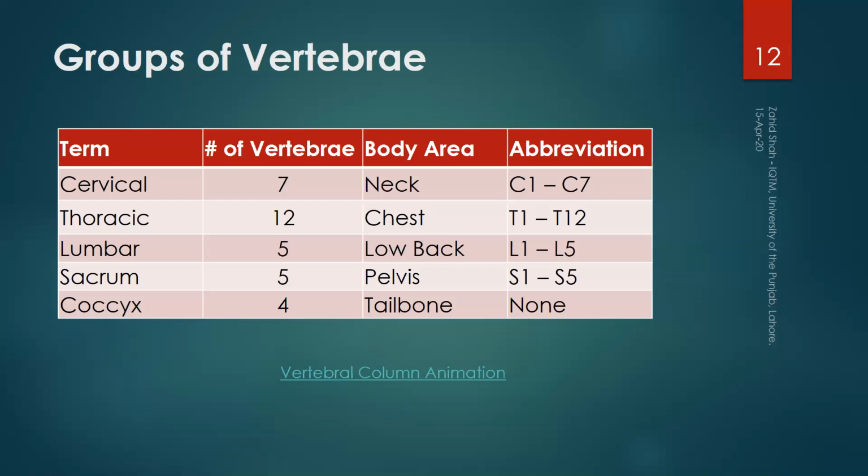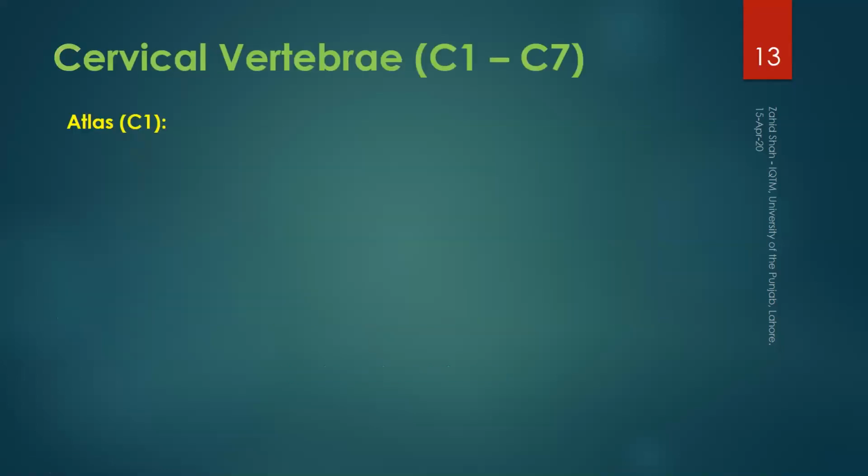We will continue with the discussion on the structure of the backbone. As we saw, there are a total of 33 bones in the spinal column or vertebral column: 7 cervical, 12 thoracic, 5 lumbar, 5 sacral and 4 coccygeal vertebrae. So we will see their structure in some more detail.